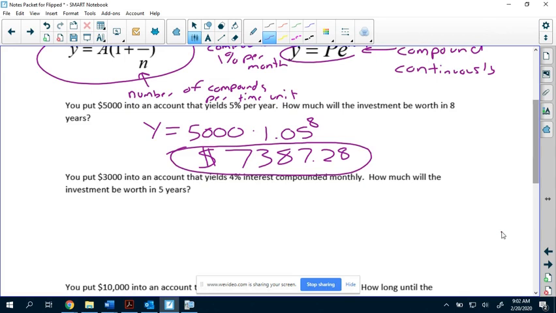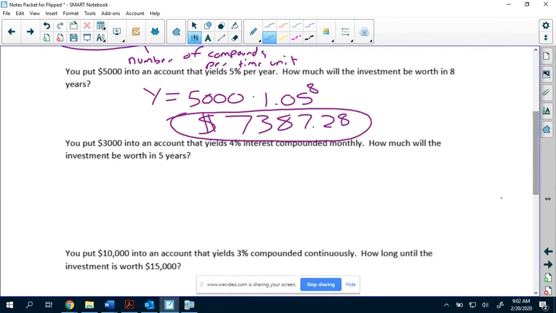Now, we're going to do something a little bit differently here. We put $3,000 into an account that yields 4% compounded monthly. Now, we're going to set up the equation different here. We started with $3,000. It yields 4% interest. However, I'm not going to write 1.04 because we're going to be getting a 12th of that 4% every month.